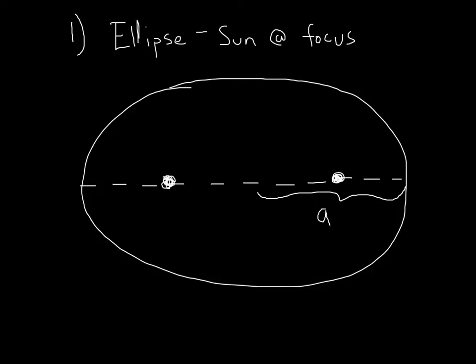So this is the distance that we're talking about in Kepler's laws. A is the semi-major axis. It's a way to describe how large your orbit is, how large your ellipse is. Semi-major axis.